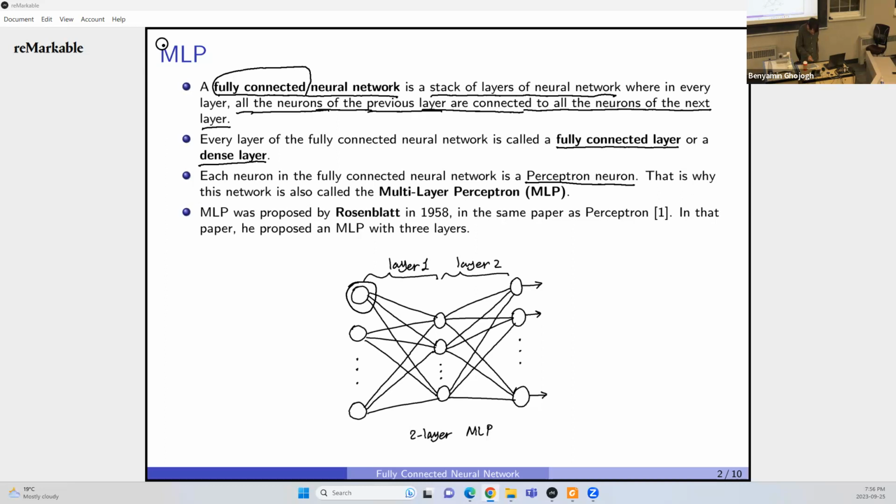That is why this network is also called a multi-layer perceptron or MLP. MLP was proposed by Rosenblatt in 1958 in the same paper as the perceptron, but at that time they were not aware of how to train it very well. In that paper, he proposed an MLP with 3 layers. Okay, with 3 layers. So this figure is a 2-layer multi-layer perceptron.